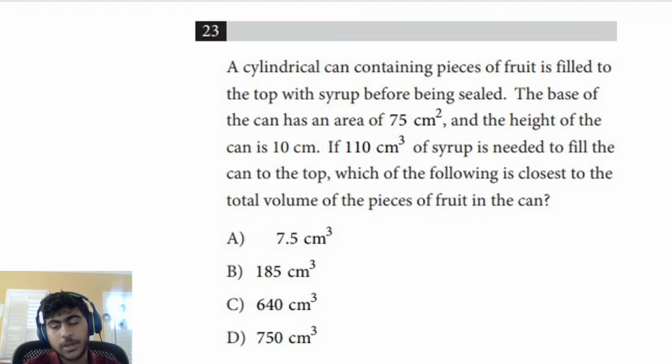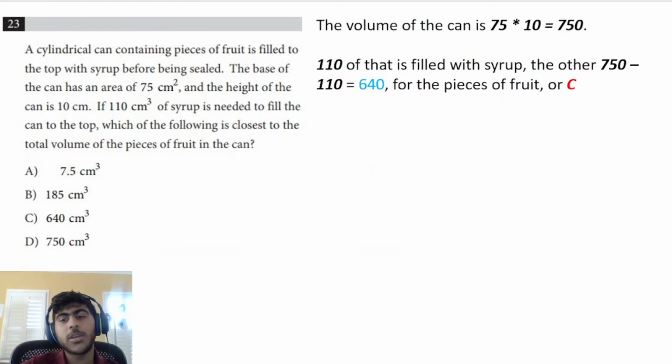Let's see what we do here. Well, the volume of the can is 750 cubic centimeters, the base area times the height, and 110 cubic centimeters are filled with syrup, so what's left is 640 cubic centimeters, or answer choice C. Let's move on.